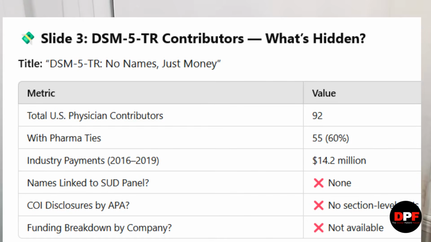$14.2 million in industry payments just in 3 years. The names linked to the SUD panel were hidden. The conflict of interest disclosures by the APA were not there. And the funding breakdown by company, again, was not there. So we don't even know, in the SUD group itself, how much they got and from what pharmaceutical companies they got it from. No idea.